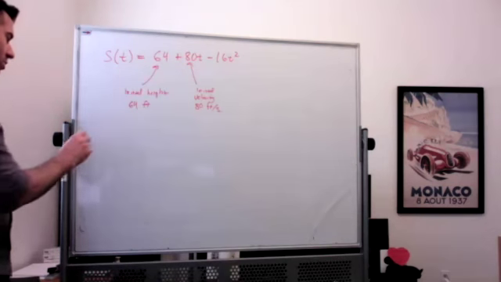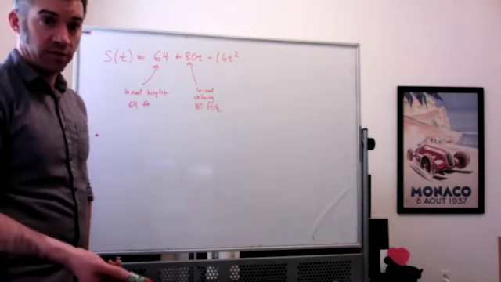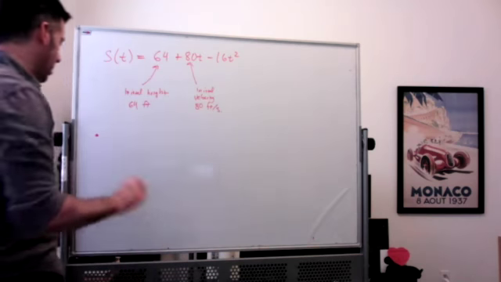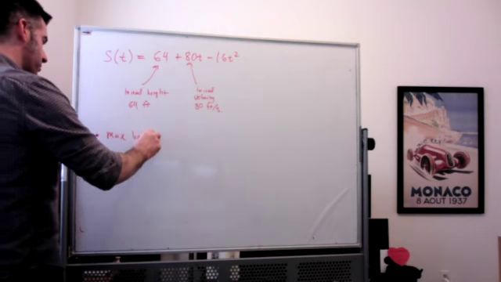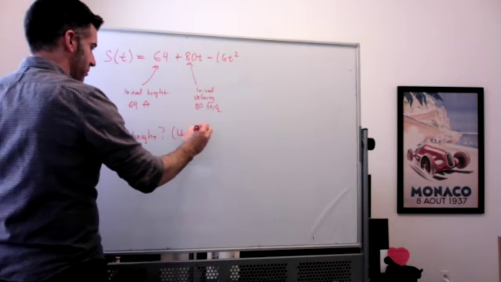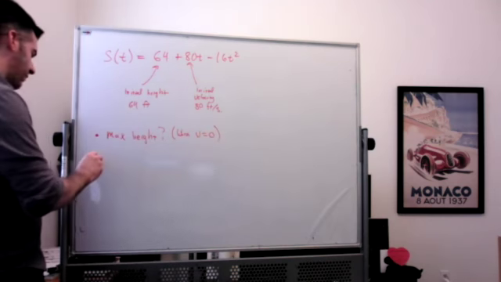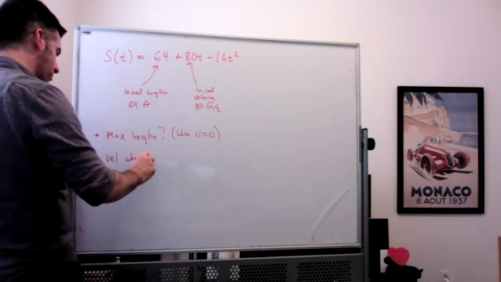The questions are twofold. One, they tell you that the maximum height occurs when the velocity is 0. And we'll talk about that for a second. But they want us to find the maximum height, which is when the velocity is 0. And they also want us to find the velocity when it hits the ground.